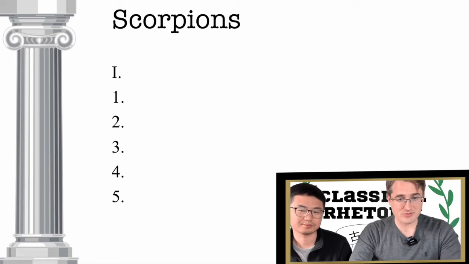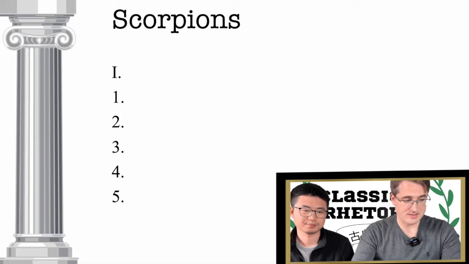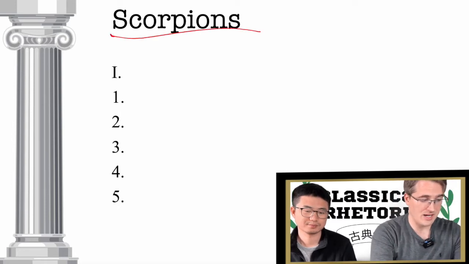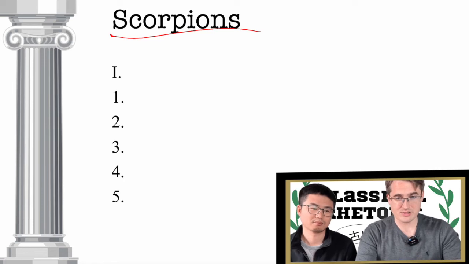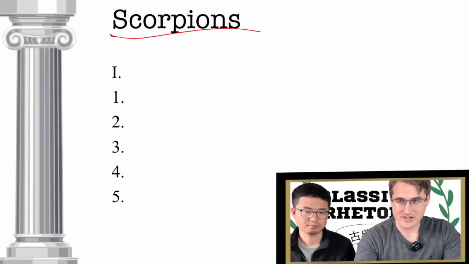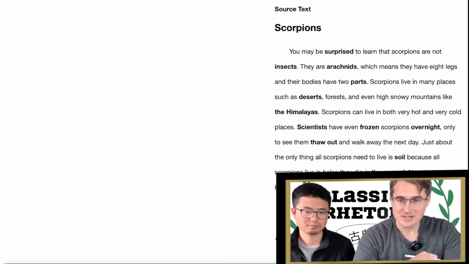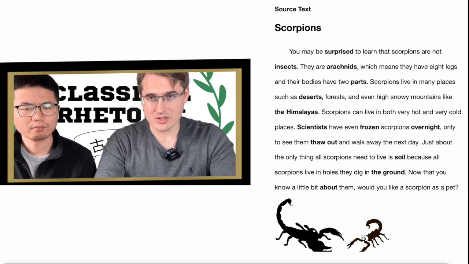Okay, so get a piece of paper now and copy the KWO for scorpions. Put your title, scorpions, at the top and go 1, 2, 3, 4, 5. Take 1 minute to do that. You're fast writers, so I think you're done. So here we are. The source text is called Scorpions. I will first read it, and then we will make our KWO.